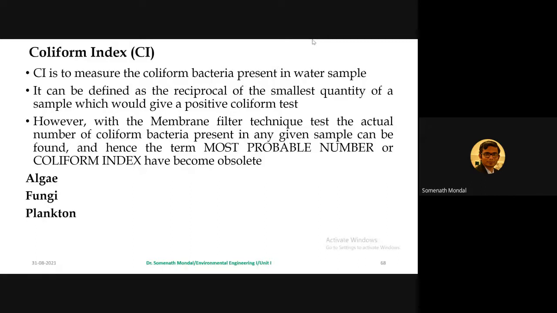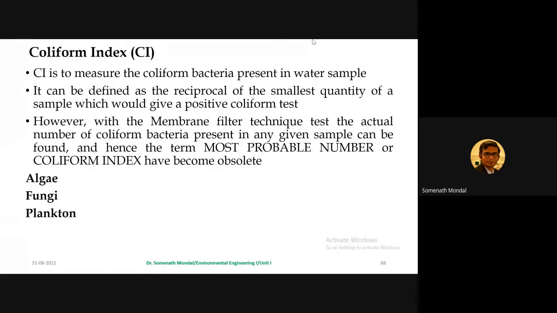So coliform index is a term which was lately used to measure the coliform bacteria present in a water sample. So this is also one way to identify how much coliform bacteria are present in water. It may be defined as the reciprocal of the smallest quantity of a sample which would give a positive coliform test. So just try to memorize this particular definition. This may be defined as the reciprocal of the smallest quantity of a sample which would give a positive coliform test.